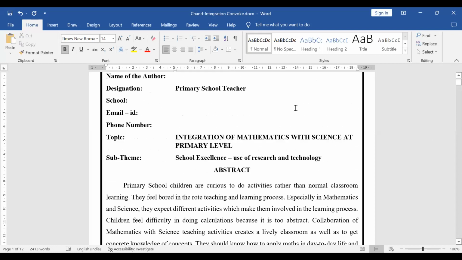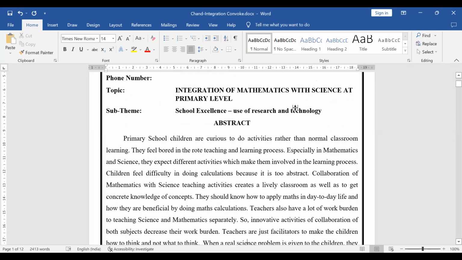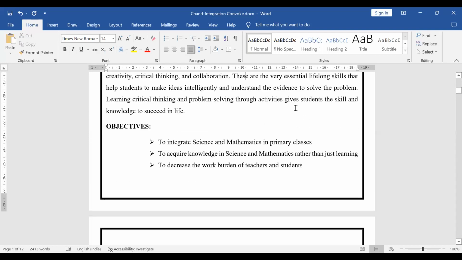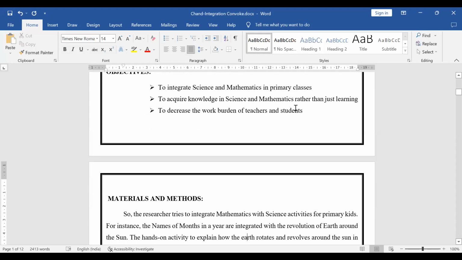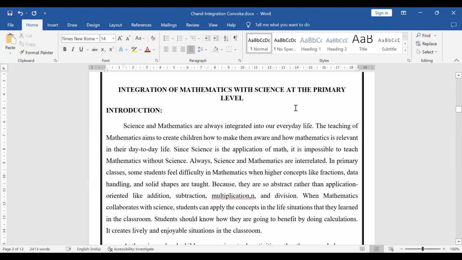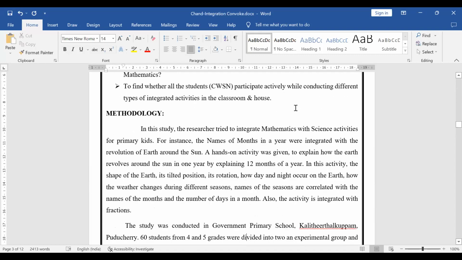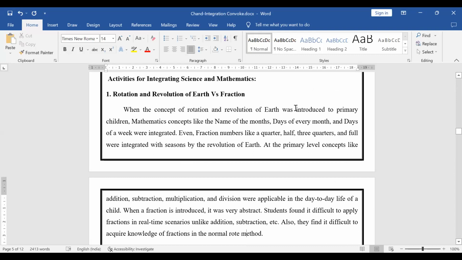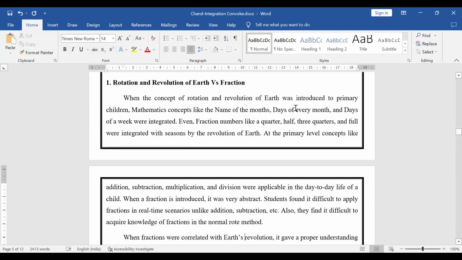This is the abstract she has given. Objectives. So this is an experimental method. As I said in the last slide, if it is an experimental study, what you have integrated should be a major part. Look at this. So this is the activity she has done. Rotation.